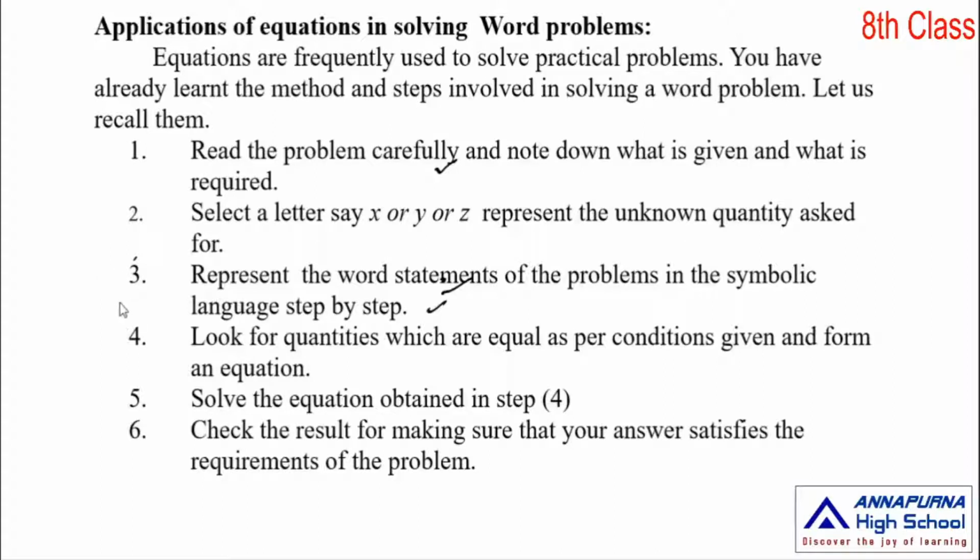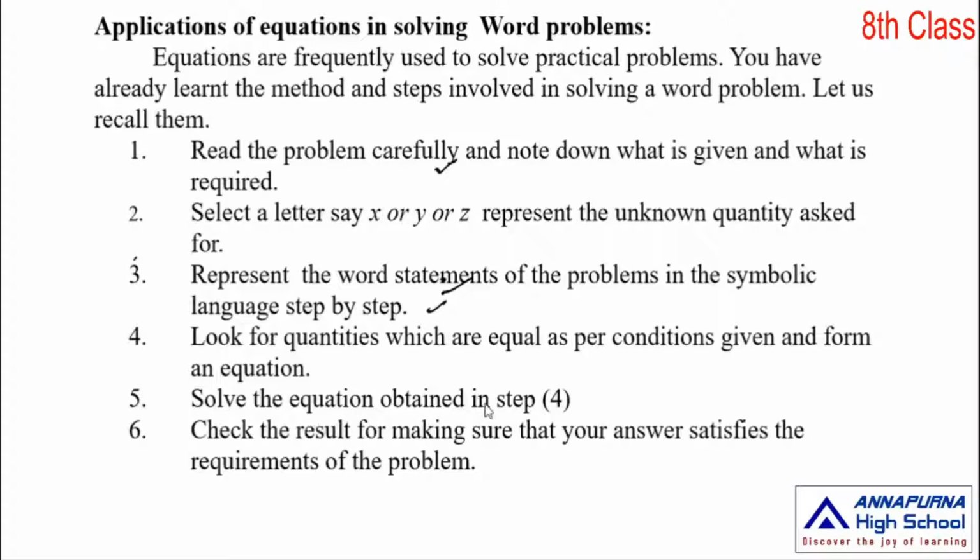Once the third step is over, then look for quantities which are equal as per the conditions given and form an equation. Look for quantities which are equal as per the conditions. In the word problem, you have some conditions, and those conditions are equal to some quantity. So in the third step, you prepare a statement in symbolic language. Now you equate that statement to the given statement, and you form an equation.